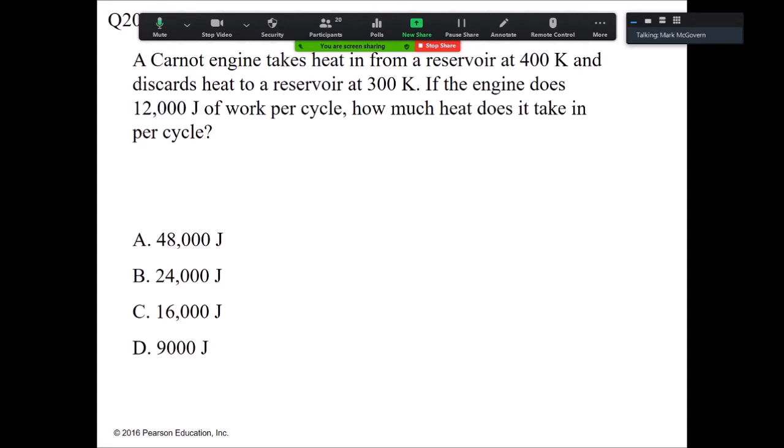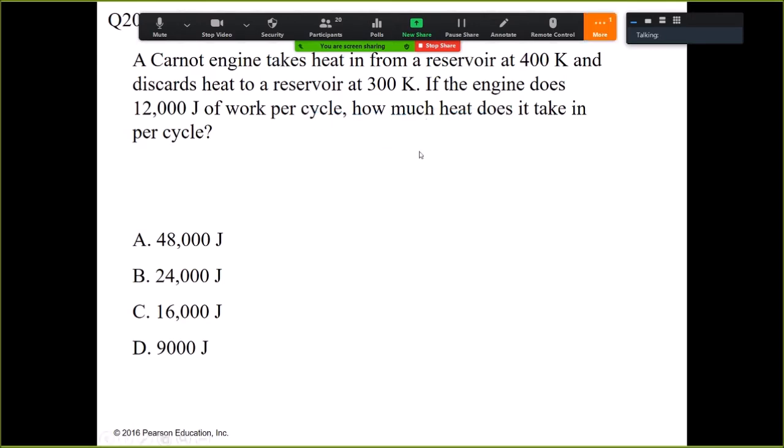All right, so now what we're doing here is we have our Carnot engine. We have some information about temperatures. We have some information of work being done. So use the relationships that you know and tell me what is the amount of heat. Yeah, some of you saying A. I like A. The reason why I like A is because it's correct.